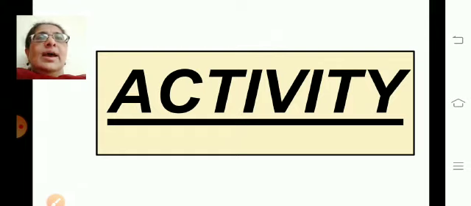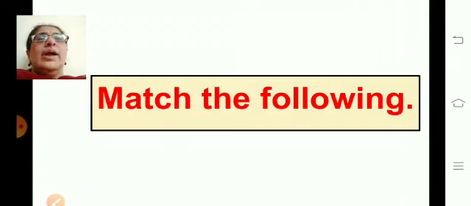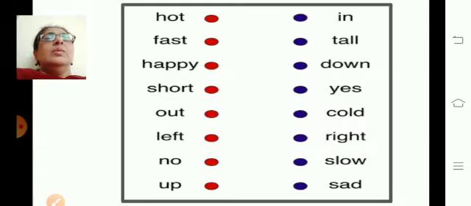Okay, children, now let us do one activity. You have to do match the following. Now, what are the words? On the left side: hot, fast, happy, short, out, left, no, up. And what are the words on the right side? In, tall, down, yes, cold, right, slow, sad.